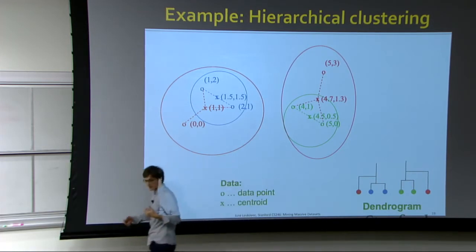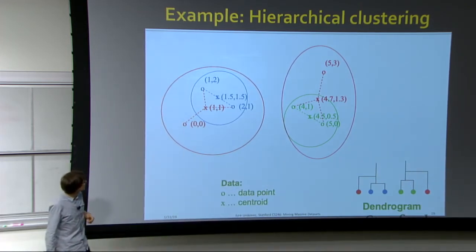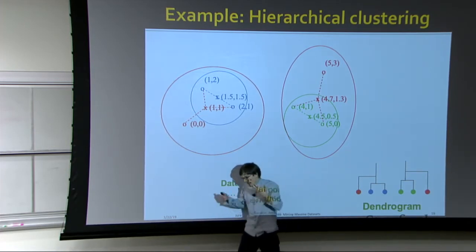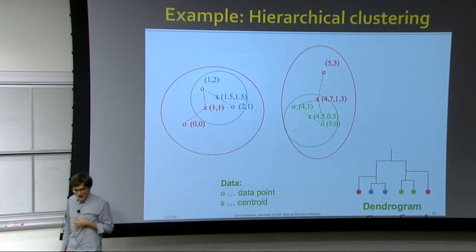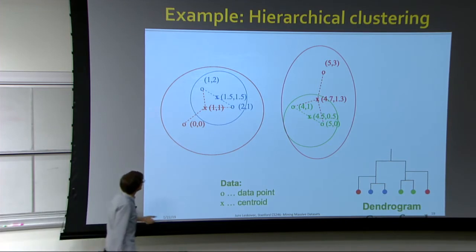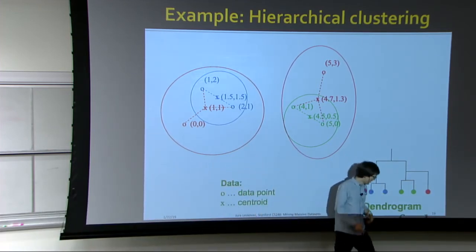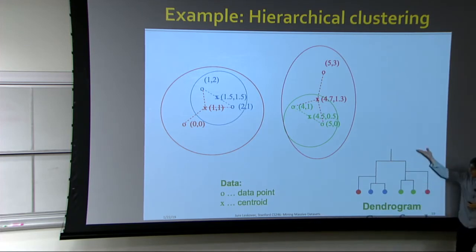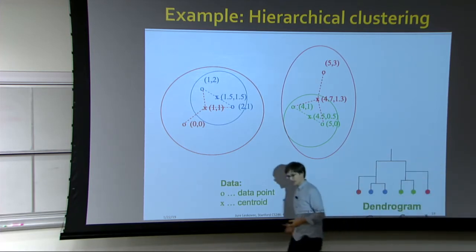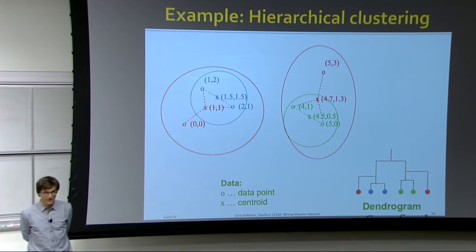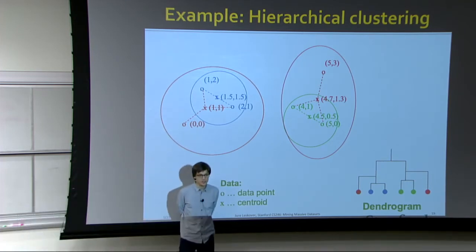Now what is left is two data points, right? It's the red centroid and the other red centroid. And I can merge the two as well. And I'm done. There is only one cluster left, right? So this is now the dendrogram and hierarchical clustering of this very simple data set. And I'm doing this, as I showed, in the bottom-up way. Okay? Are there any questions?